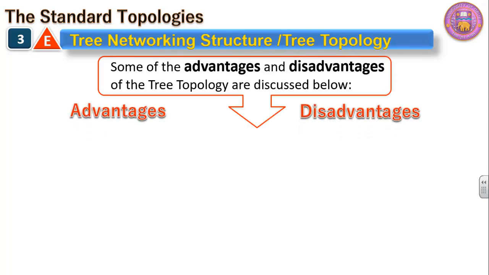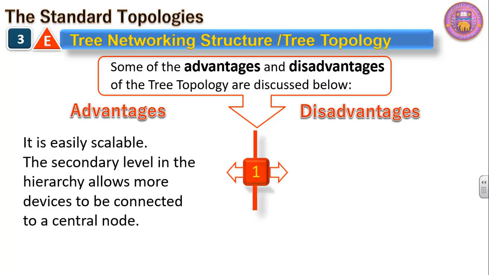Now look at the advantages and disadvantages of the tree topology. Tree topology is easily scalable. The secondary level in the hierarchy allows more devices to be connected to a central node. At the top we have one computer. At the second level we can increase the number. We can connect it to the top level.